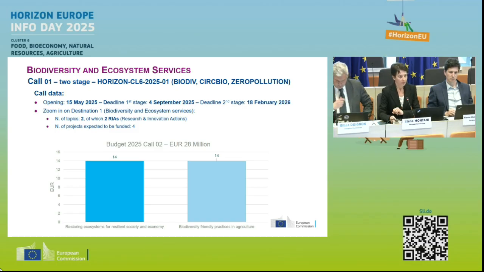Now, on the second stage call, which opened again on the 15th of May. We have 2 deadlines, one for the first stage, which is on the 4th of September, and the second deadline on the 18th of February 2026. For this call, we have 28 million in total. We have 2 topics, which are 2 research and innovation actions, and we expect to fund 4 projects. The 2 topics are restoring ecosystems for resilient society and economy, and biodiversity-friendly practices in agriculture.